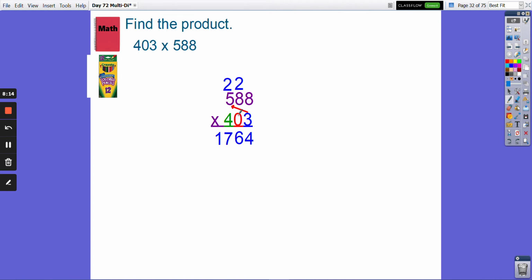Here's my 0, but I need to put a place value holder below after I crossed off those regrouped numbers, of course. I put my place value number down here because remember, this is the tens place, so I have to do something to show that when I multiply, I'm multiplying a number in the tens place. 0 times 8 is 0. 0 times 8 is 0. 0 times 5 is 0.